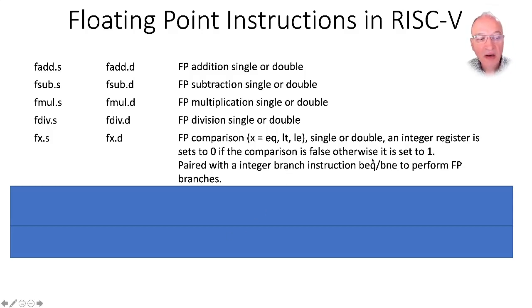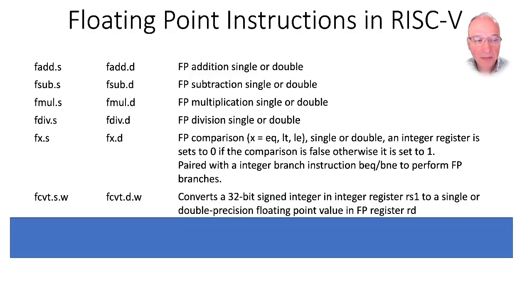So then, once I get that value 0 or 1 into that integer register, I can use branch equal and branch not equal, the integer versions of those instructions, to perform a floating point branch. So a floating point branch always has 2 steps. The first step is the one that does the comparison. The comparison instruction will put 0 or 1 into an integer register, and then the second step is the one that actually does the branch.